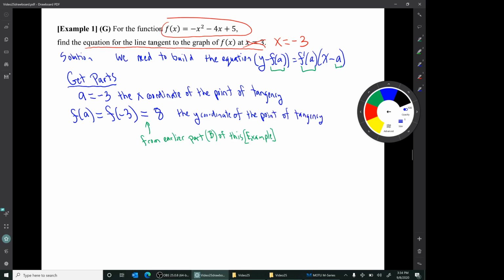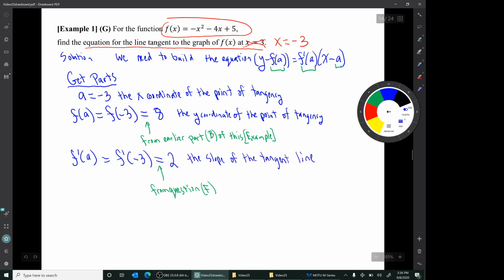Okay, now the last thing that we need to get is this thing, f prime parentheses A. But remember that our value of A is A equals minus 3. So that means that f prime parentheses A means f prime parentheses minus 3. Now we did that in an earlier part of the problem. We found the slope of the tangent line. That's what that symbol stands for. So we found the slope of the tangent line was the number 2.